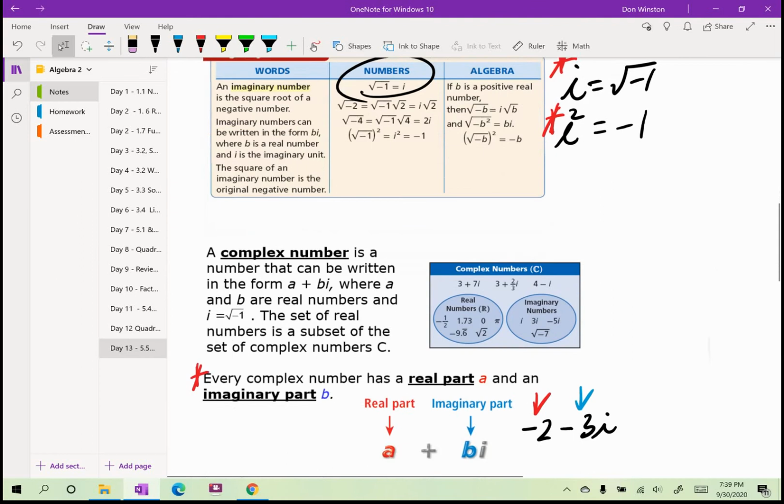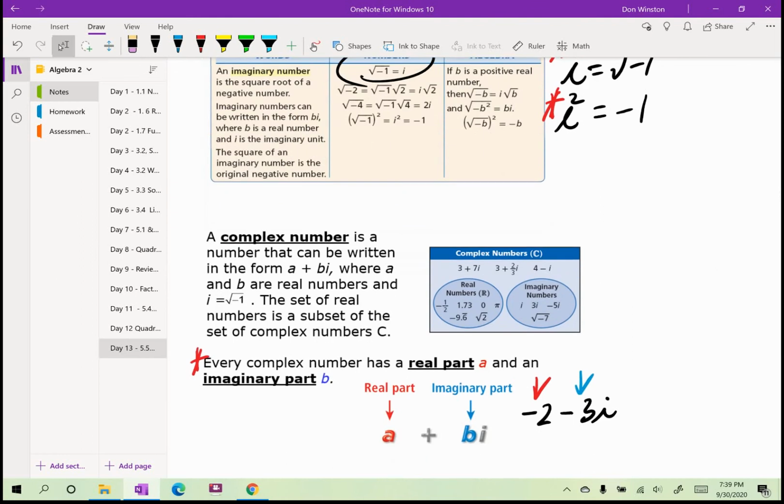All right, so let's look at the complex number system. A complex number is a number that can be written in the form a + bi, where a and b are real numbers, and i equals the square root of -1. The set of real numbers is a subset of the set of complex numbers. Likewise, the set of imaginary numbers is a subset of the set of complex numbers.